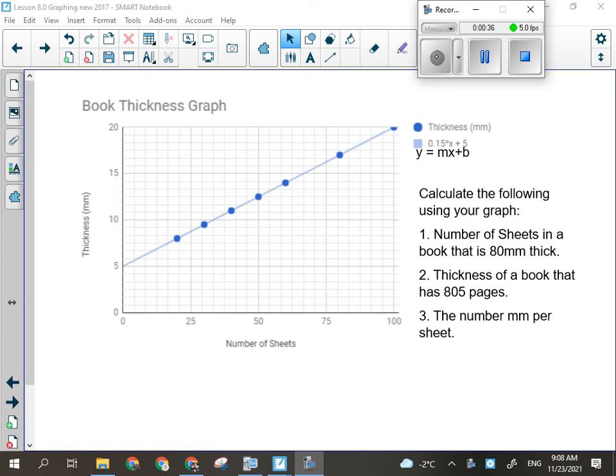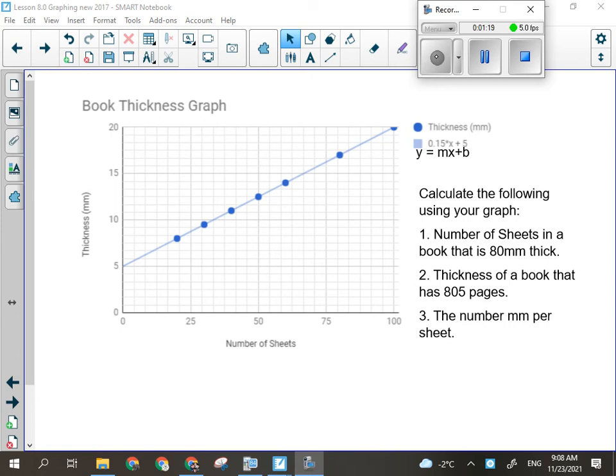All right, so we want to calculate a couple of things here. We want to calculate the number of sheets in a book that is 80 millimeters thick. Whenever you are given a graph that looks like this, and I don't mean that it's about book thickness and number of sheets, I mean it's a linear graph, and it has the equation for the graph, use the equation. It would not give you that piece of information if it wasn't meant to be used. So we are definitely wanting to use y equals m times x plus b, which for this graph is 0.15.